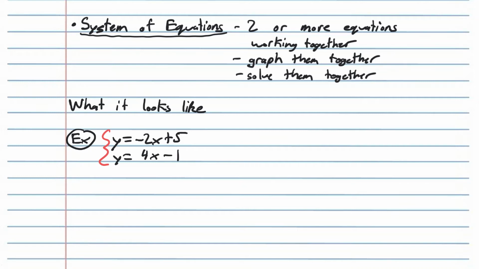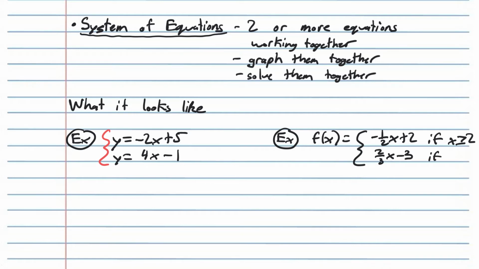Another kind of system that you will see eventually, not right away, but at some point, is called a piecewise function. Here's what it looks like: f of x equals, and then we split it up into two, where it looks like this: negative 1/2 x plus 2 if x is greater than or equal to 2, and then 2/3 x minus 3 if x is less than 2. So this one's called a piecewise function. It's kind of a special case.